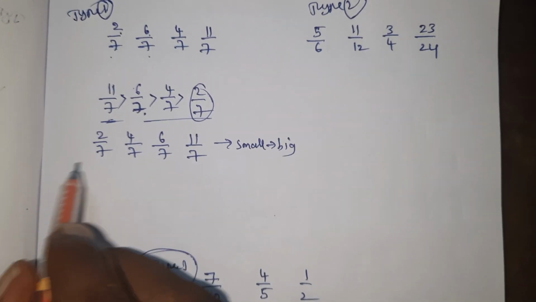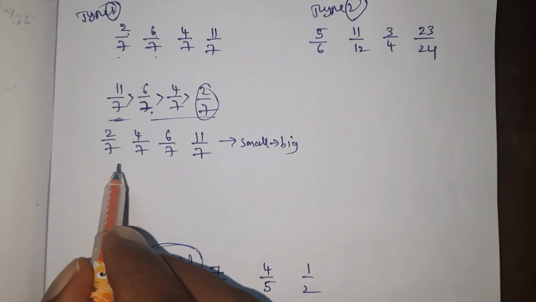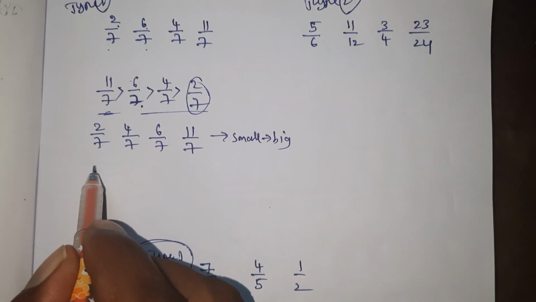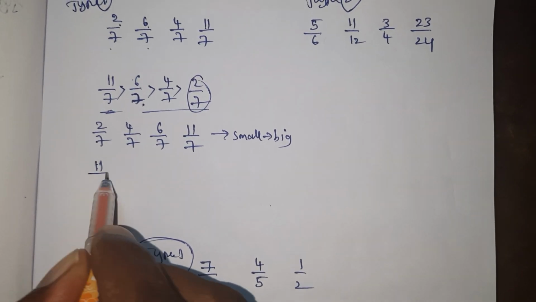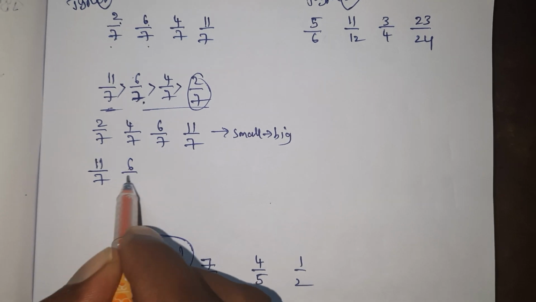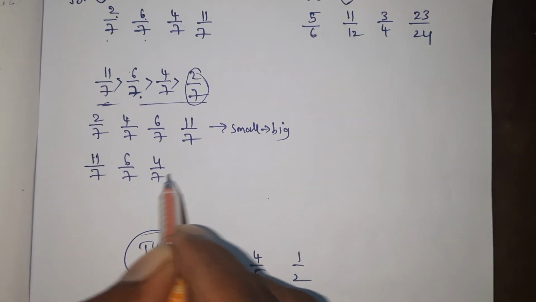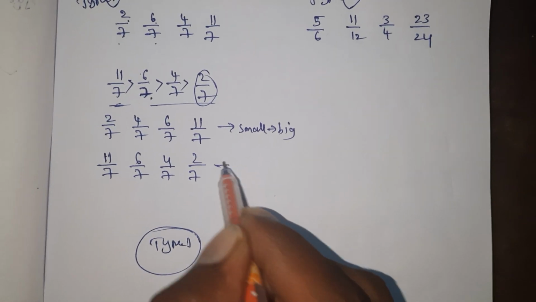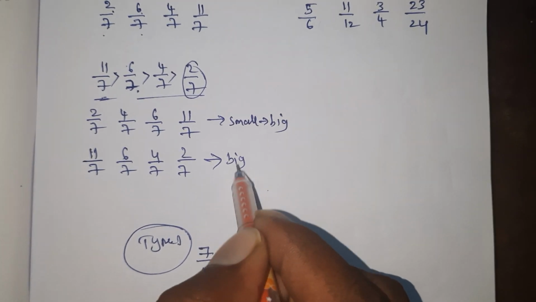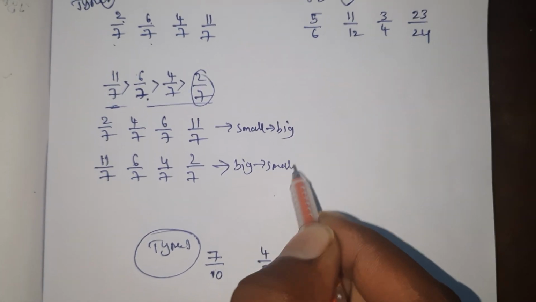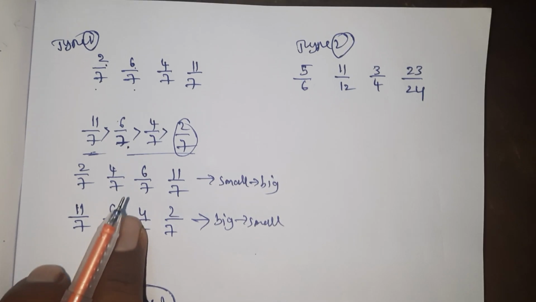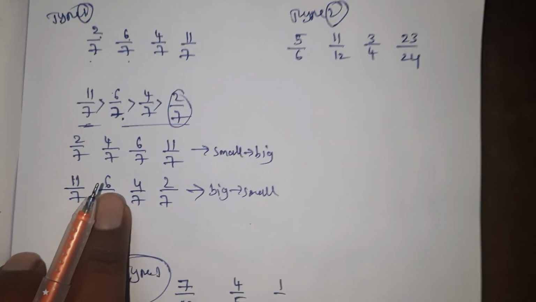And if they ask for descending order, it means highest fraction to lowest fraction. So 11 by 7, 6 by 7, 4 by 7, so 2 by 7. So this is descending order, big to small. Okay, so this is type 1. We can follow like this.